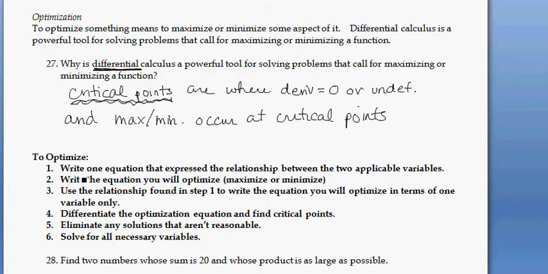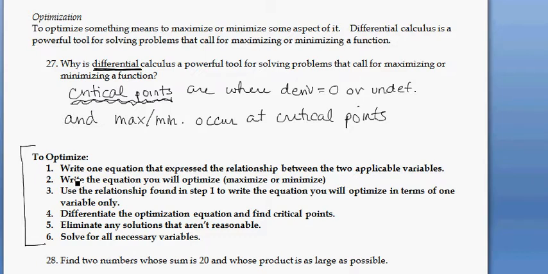All right, so we're going to start talking about some optimization problems. And for all of our optimization problems, we're going to follow these same 6 steps. So let's really emphasize this and think about what they say. First, write one equation that expresses the relationship between your two applicable variables. There's going to be 2 variables. This is just a known fact. Often this is going to come from geometry or some other given fact, and we'll see a variety of ways.